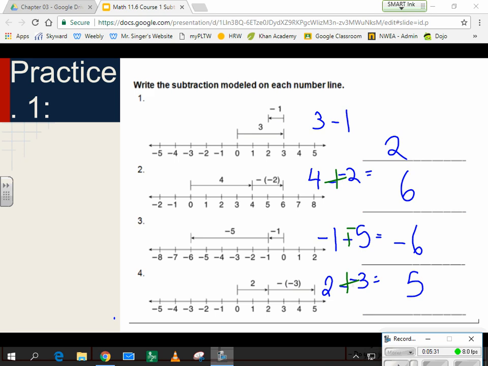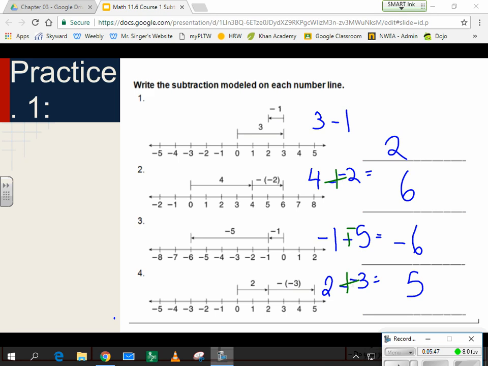And here are the answers you should have had for all 4. Now the first one is pretty easy. You add 3, you subtract 1, you get 2. For number 2, though, we have 2 negatives. Remember, the 2 negative symbols make a positive, so it's really 4 plus 2, which gives you 6.